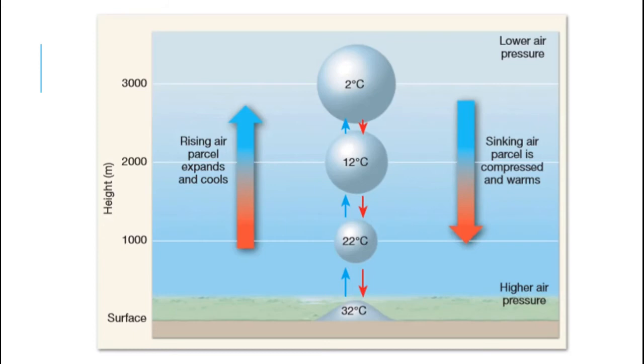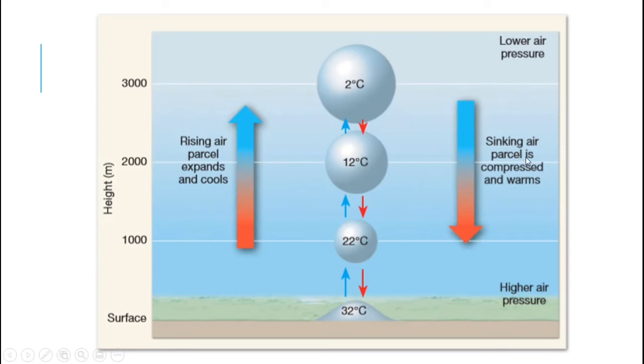So you can see here also, we have a rising air parcel, expands and cools. So from 32 degrees Celsius, 22 degrees Celsius, 12. Take note that our atmosphere is not confined, so air molecules can expand as they move to a higher altitude. So at first, this one has higher air pressure, and then this one has lower air pressure. Therefore, kapag lower ang air pressure, this has a tendency to expand. Hindi na sila masyadong compressed. That is for the rising air parcel, expands and cools.